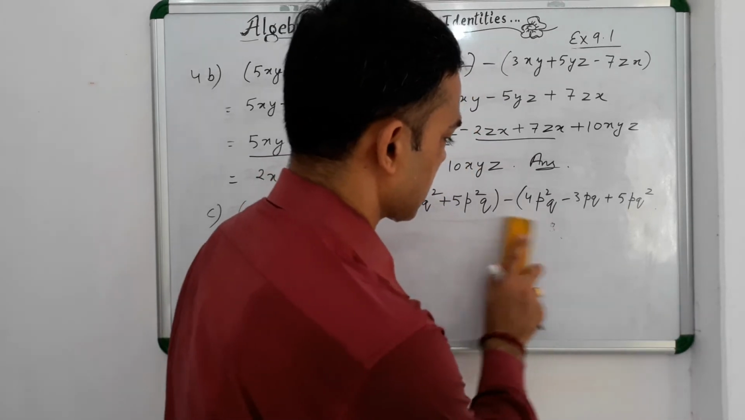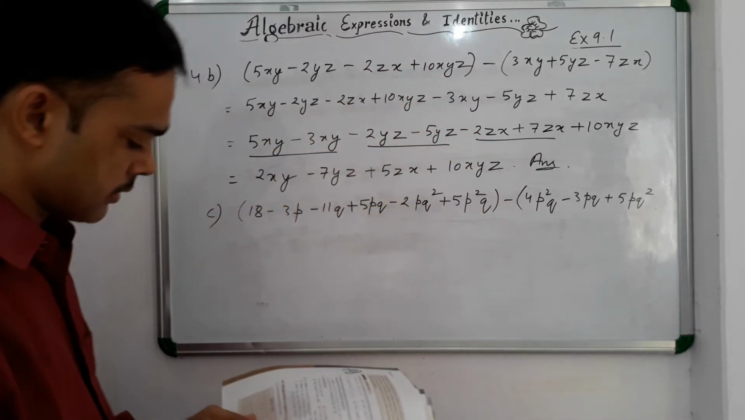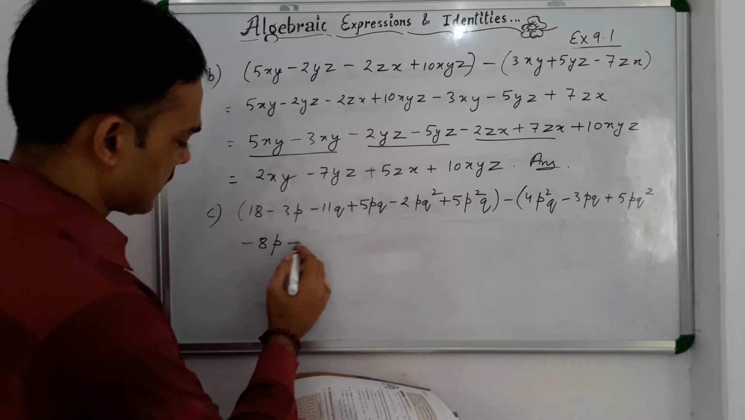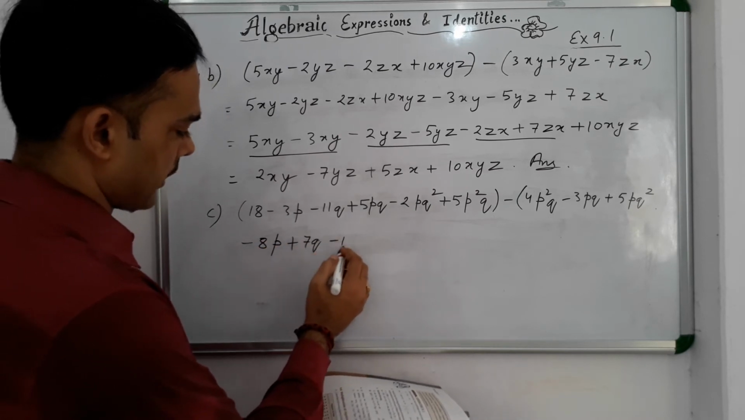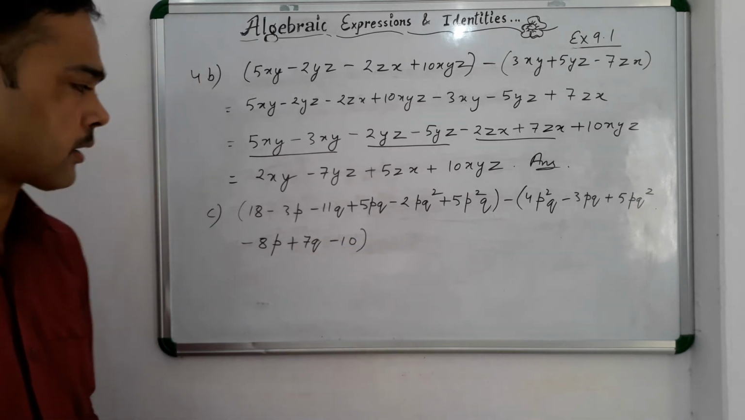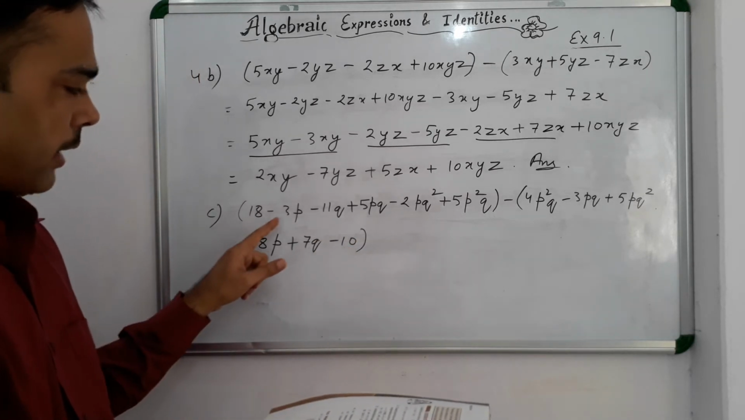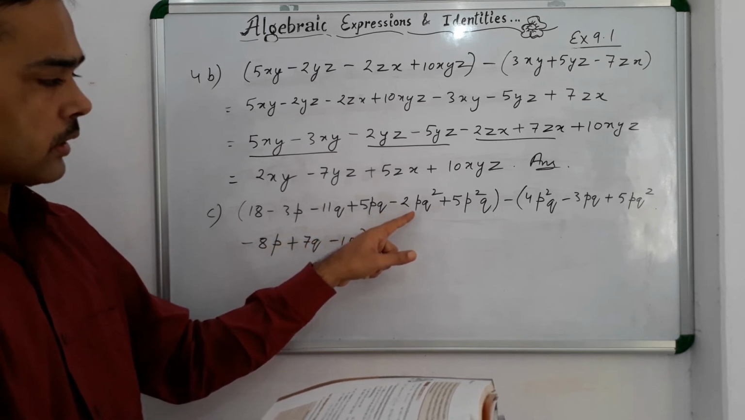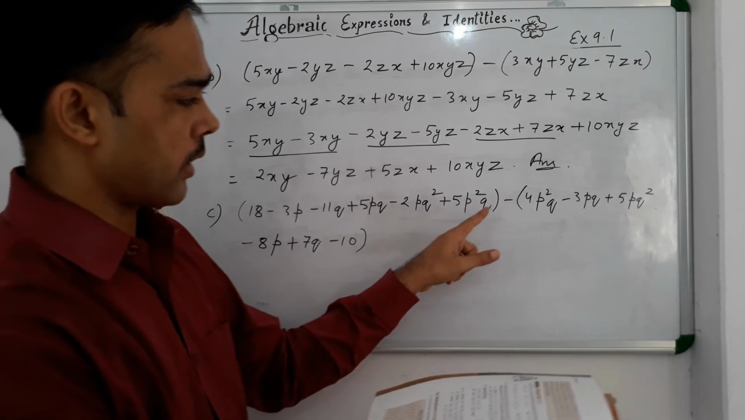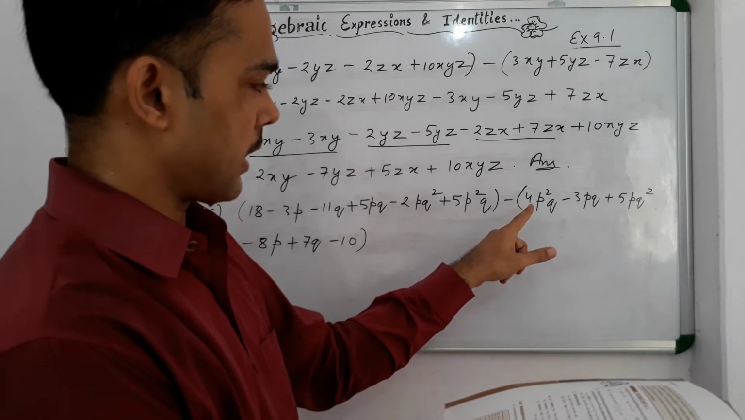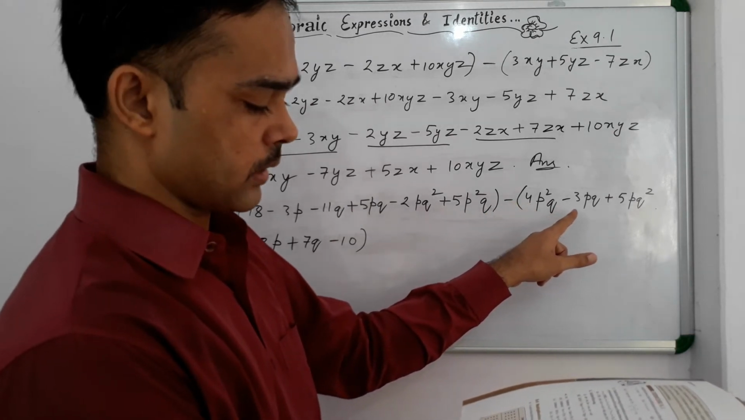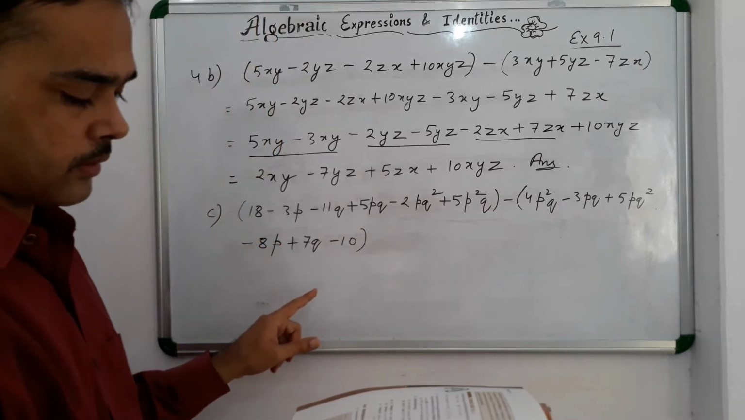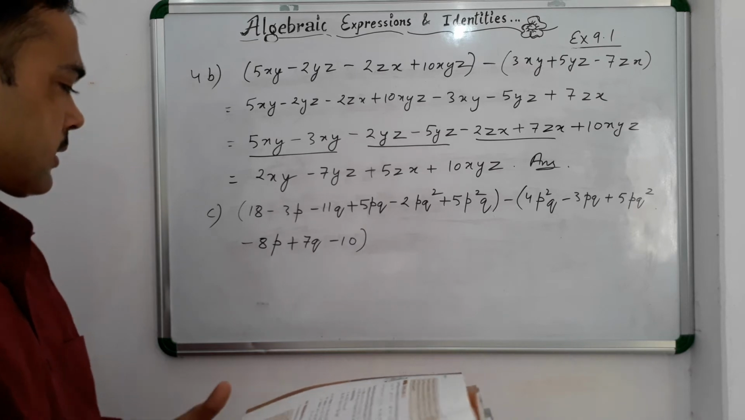I am writing the next part over here, minus 8p and plus 7q minus 10. Let's check once again. 18 minus 3p minus 11q plus 5pq minus 2pq square plus 5p square q, and from it we have subtracted 4p square q minus 3pq plus 5pq square minus 8p plus 7q and minus 10.